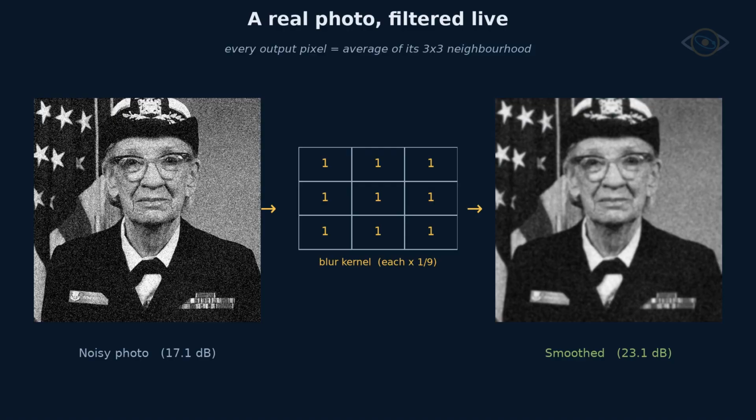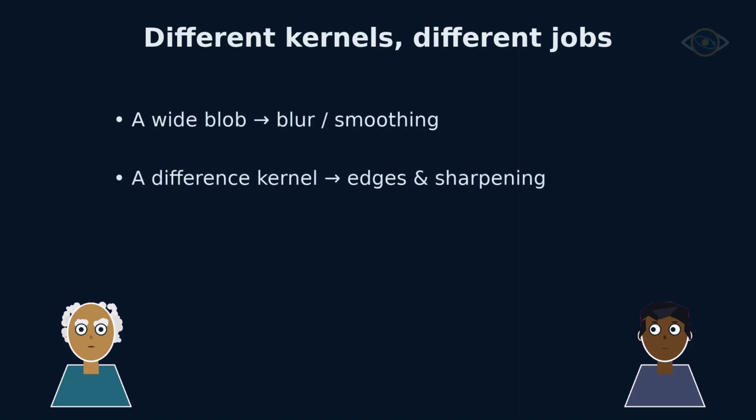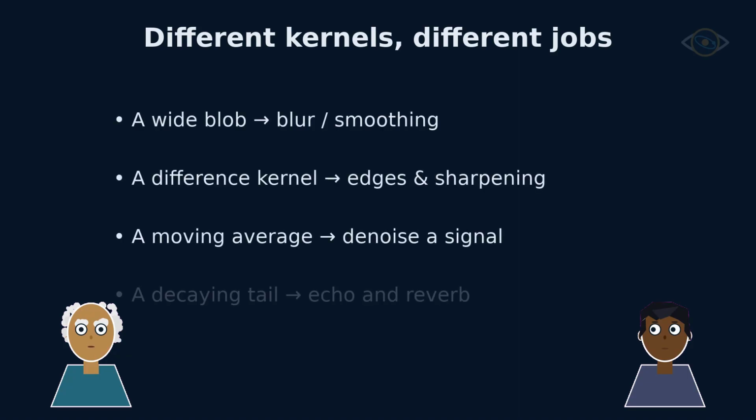Same flip, slide, multiply, add we started with. Now you can see it healing an actual image. Change the kernel, change the effect. A spread out kernel blurs. A kernel that subtracts neighbors finds edges. A short, flat kernel averages away noise.